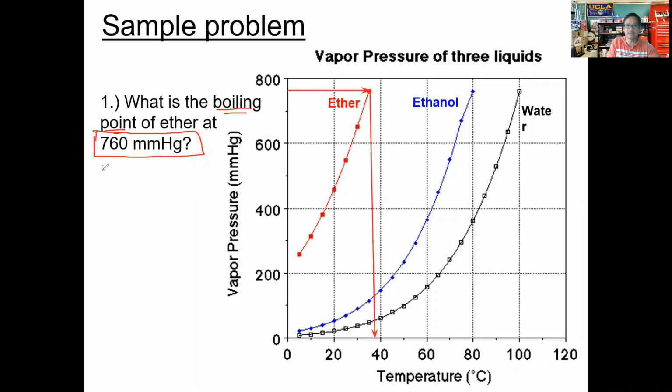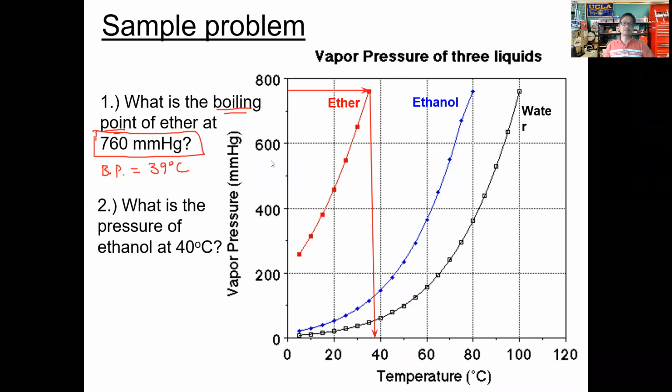So we can go ahead and write that down. The boiling point, abbreviated BP, of dimethyl ether, of ether, is going to be about 39 degrees Celsius. Okay, so there it is. That's our answer. Very good. Let's go ahead and do another one.